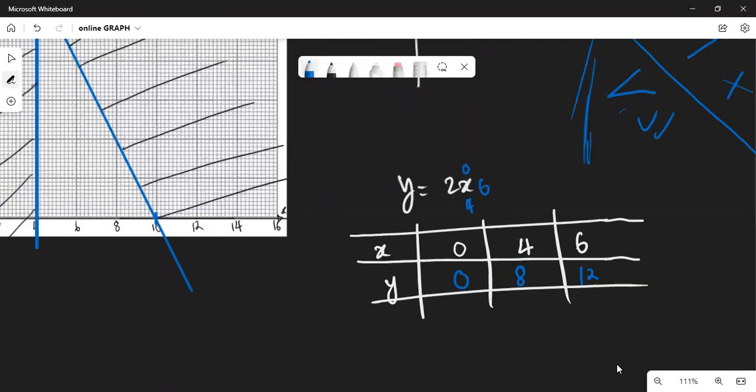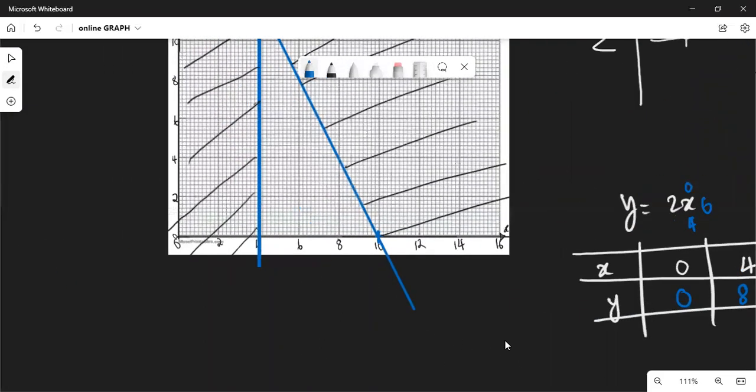So I'm going to take these points back on my Cartesian plane. That is 0, 0 at this point. I mark the point at 0, 0 here. 4, 8. When x is 4 here, y is 8. That is at this point, 4 and 8 here. So that's where you're going to mark your point at this point here.